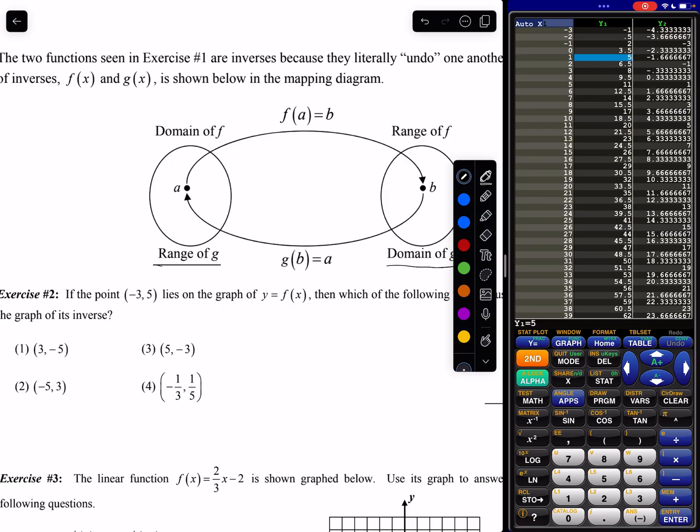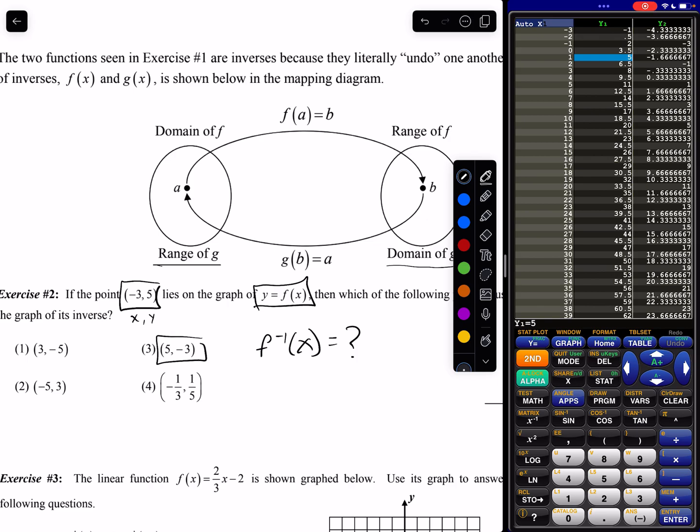Now, on a simple level, inverses really mean that we are switching the domain and range. So if I know that this point lies on y equals f of x, which of the points are going to be on f inverse of x? If x is -3 and y is 5, we're just going to switch those. Now 5 is the x value, and -3 is the y value.